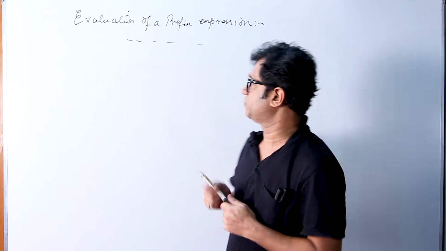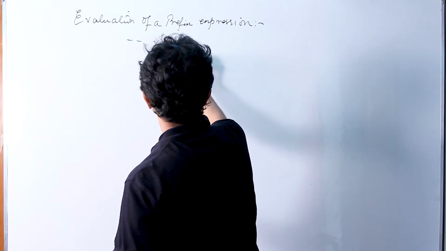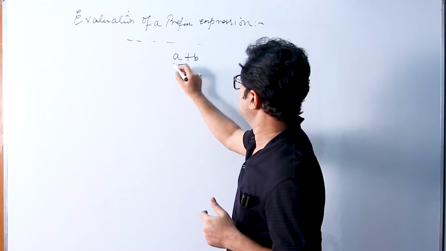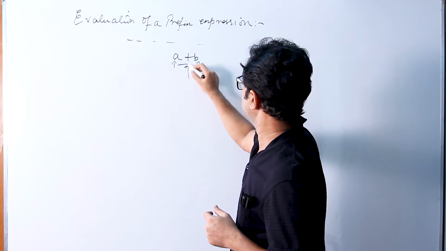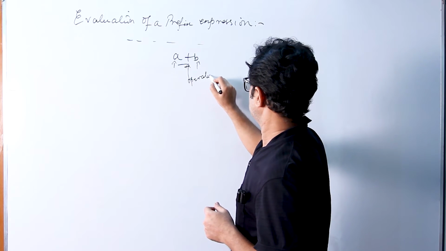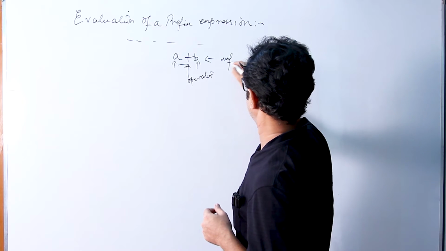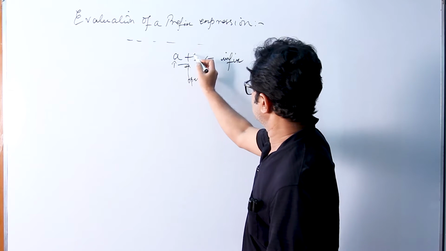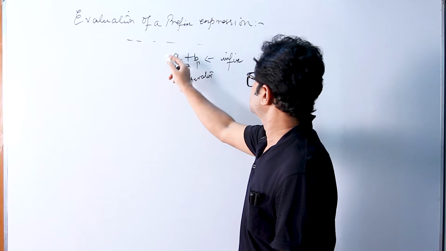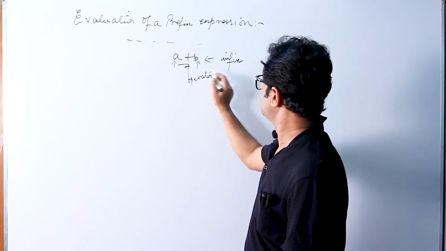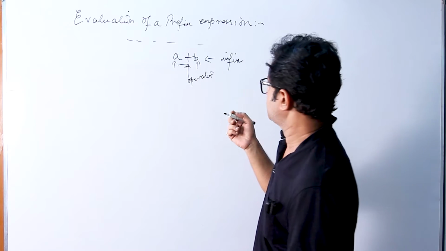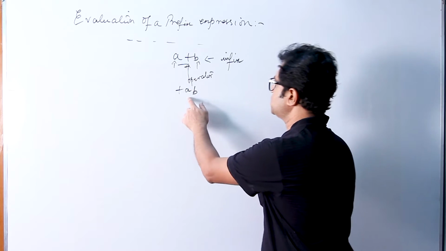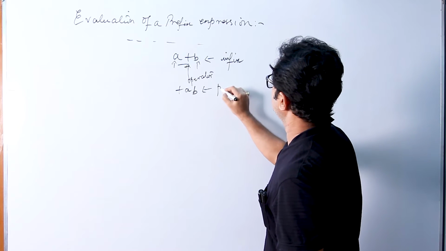A simple example can be like this. Suppose a plus b is the normal way to write any operation, where this is an operand, this is an operand, and this is an operator. So this expression is always called an infix expression. And what is a prefix expression? A prefix expression is when the operator comes before the operands. Suppose this plus is written here, followed by A B. So this expression becomes a prefix expression.